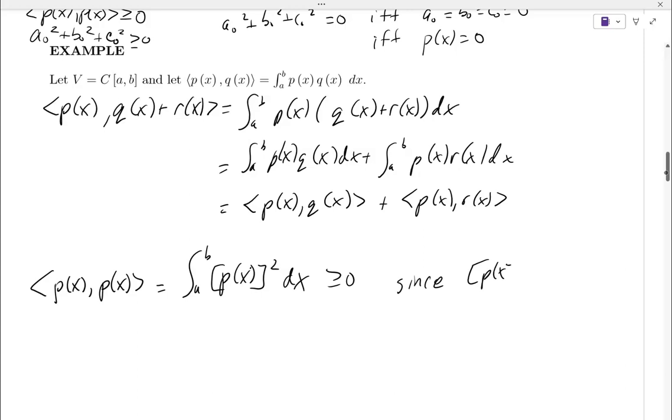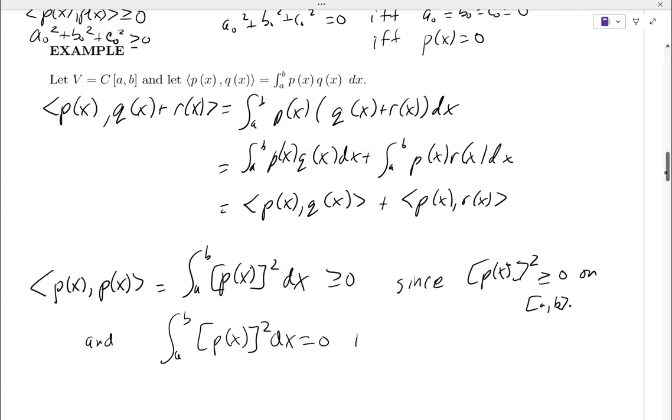Since p of x squared is greater than or equal to 0 on the interval from a to b. The next part is a little trickier. Remember again, what do we have to show for the last part here? That the inner product with itself is equal to 0 if and only if what's true? The vector is 0, right? So I need to say that this is equal to 0 if and only if the function itself is identically 0, always 0.